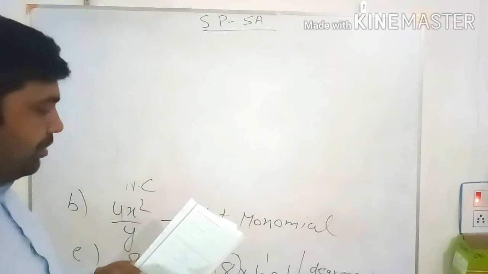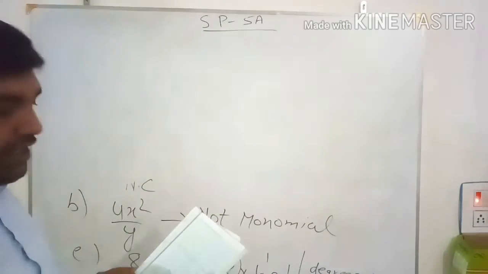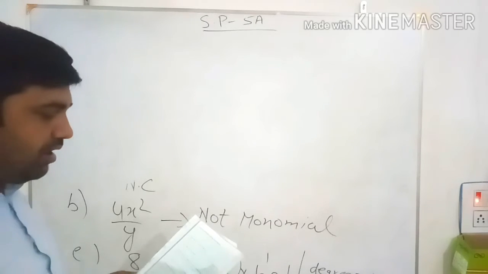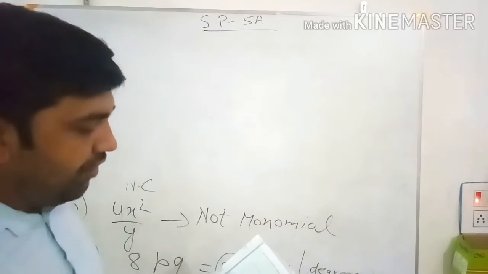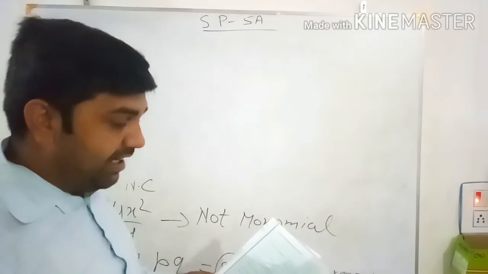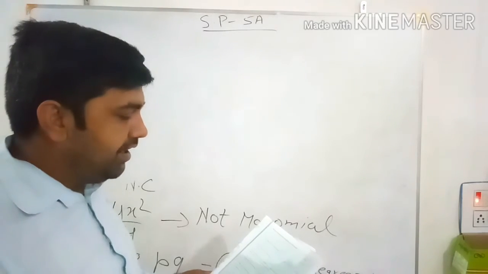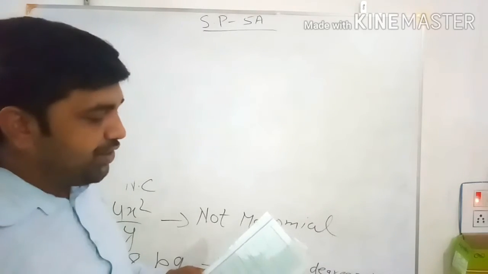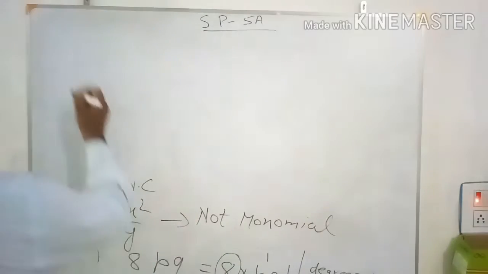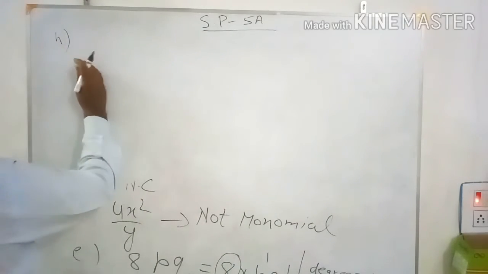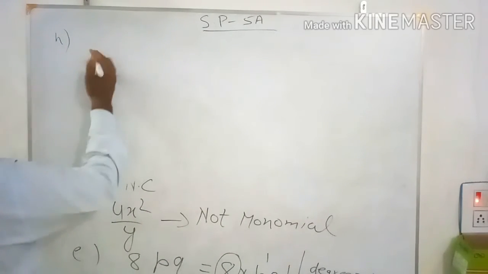Now question number G, 5 by t square. This is not a monomial because the degree of variable t is -2. X square is a polynomial, degree will be 3 and numerical coefficient is 1. Now see question number H.